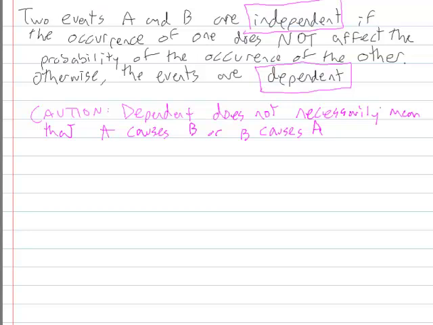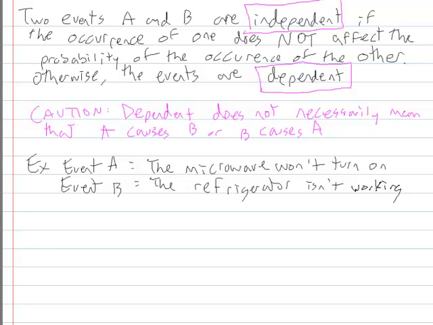So as an example, let's look at this. Consider these two events. Event A is that the microwave won't turn on. I go into the kitchen, I try to use the microwave, and it won't work. And event B is the refrigerator isn't working. I open it up, the light's off, and it's not humming, it's not doing its job to keep things cold. Well, neither one of these events would cause the other necessarily, although it's possible that one of them blew the fuse. That's possible, they could cause one another, but they don't necessarily cause one another.